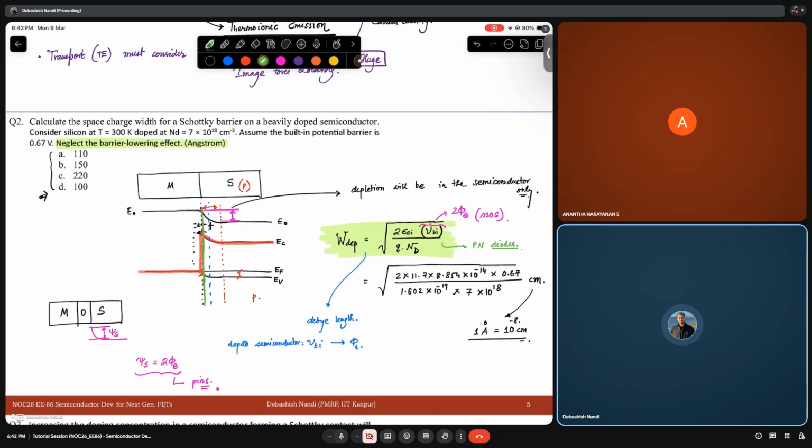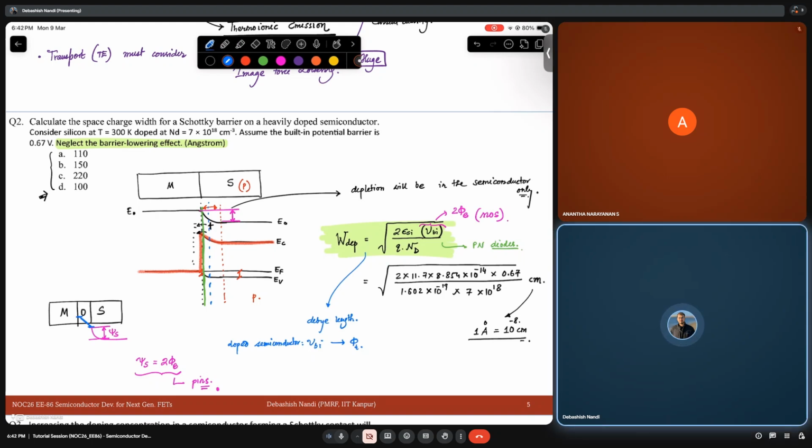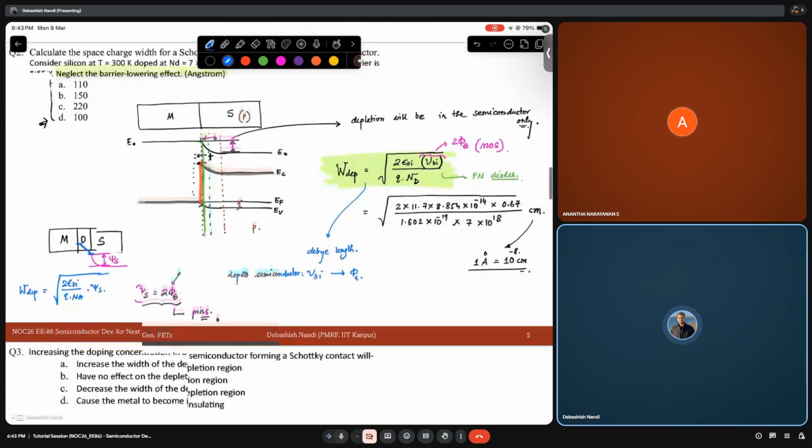Because in case of this, there will be an oxide drop also, right? Yes, sir. So that is why you only consider your surface potential. So this is only at one place. But if you have to compute W depletion, what will you use? 2 epsilon Si by q NA times surface potential. Okay. So, right.